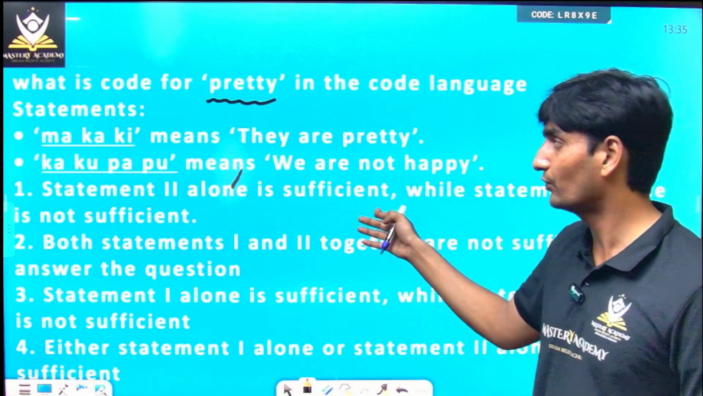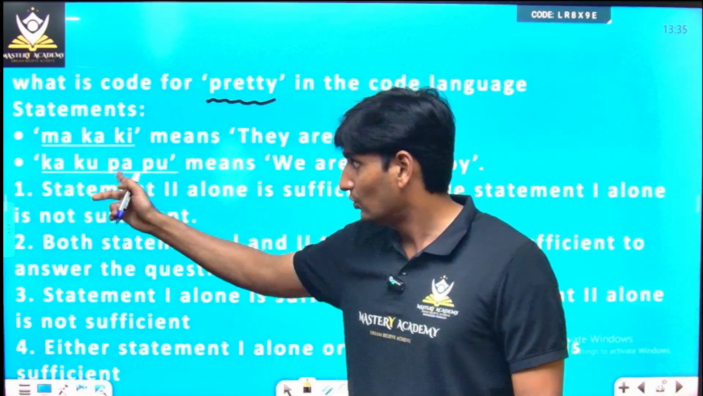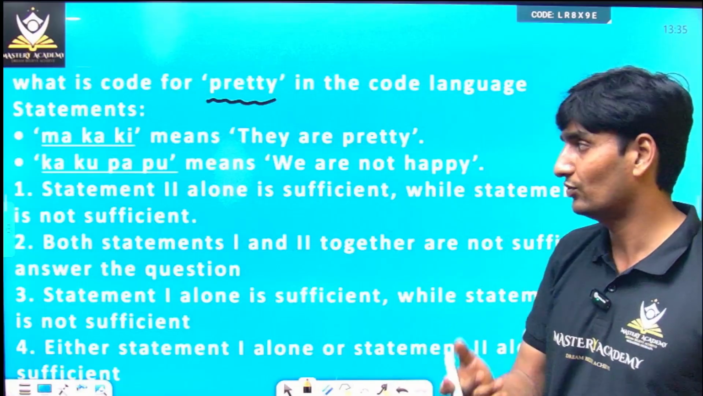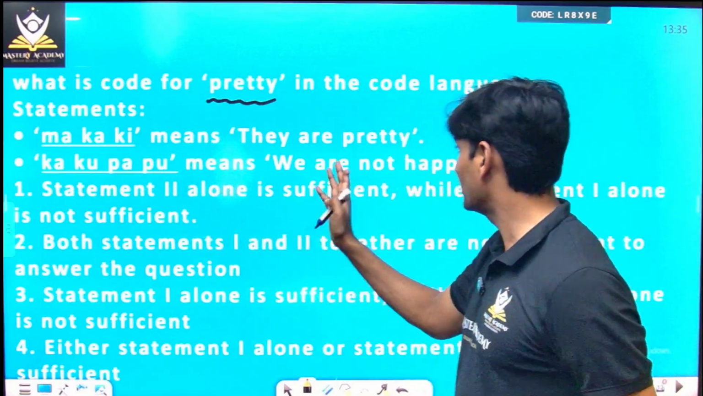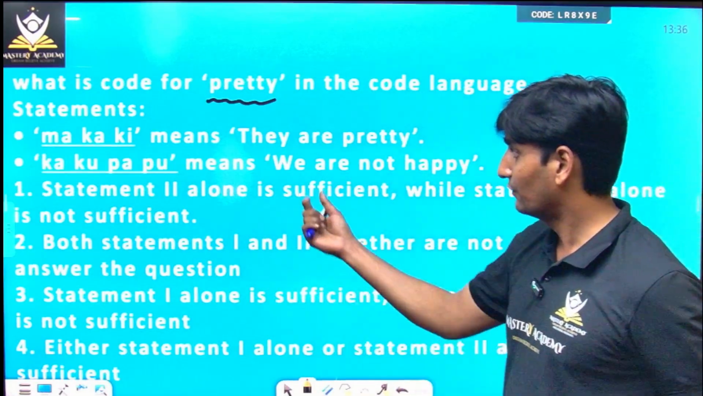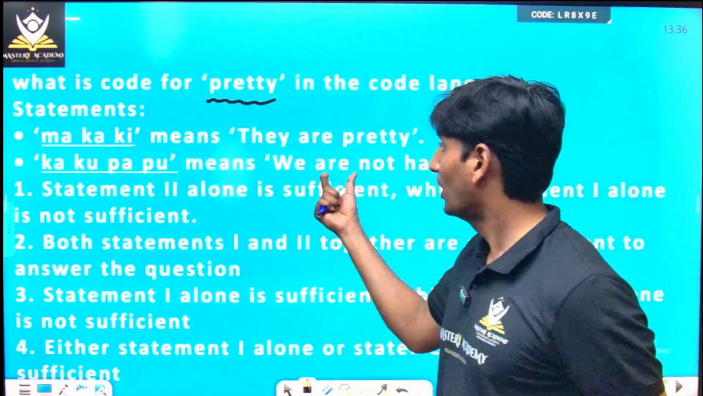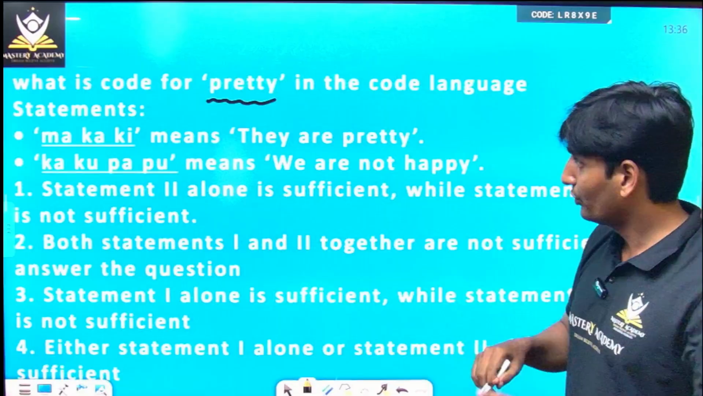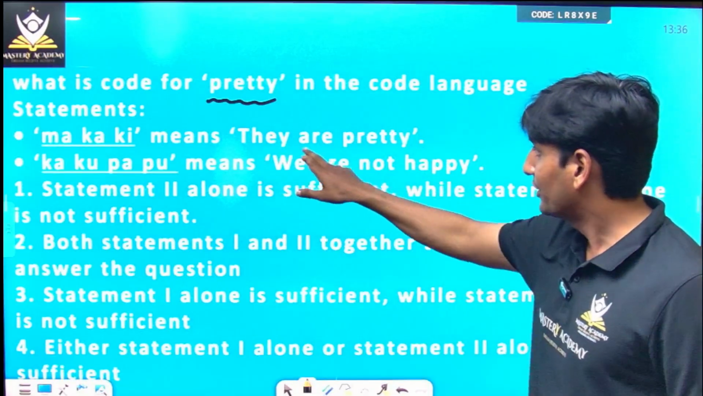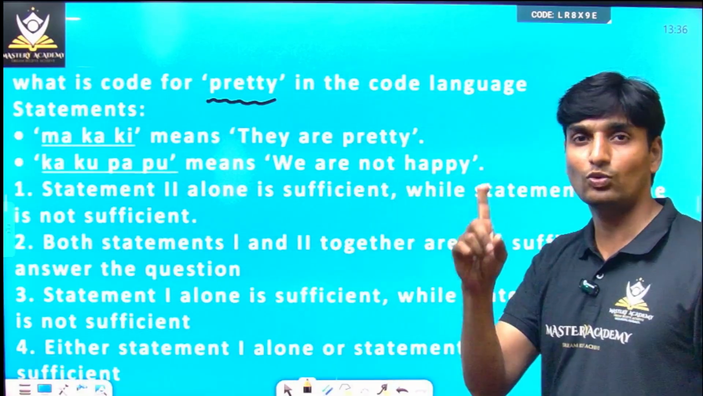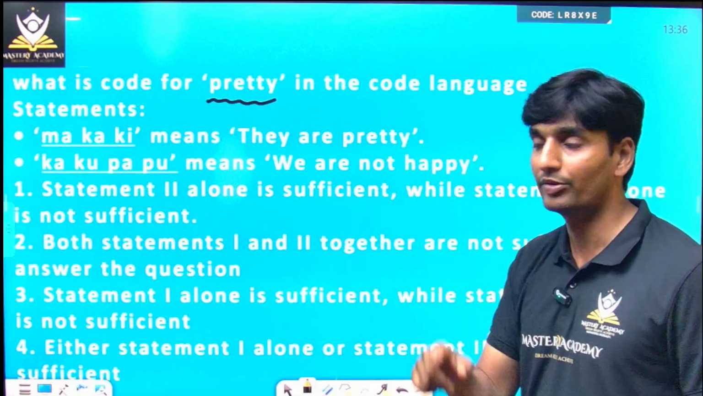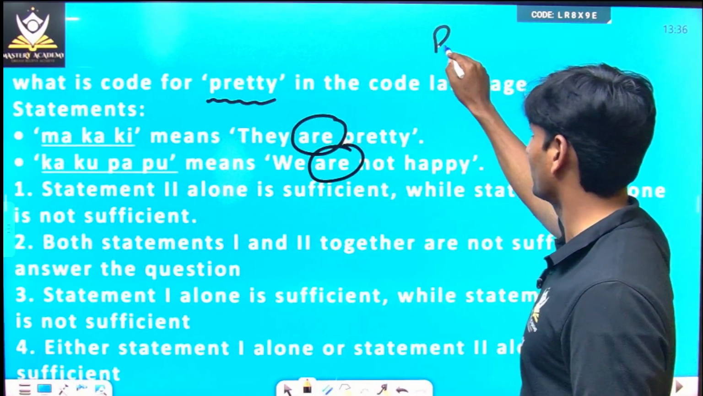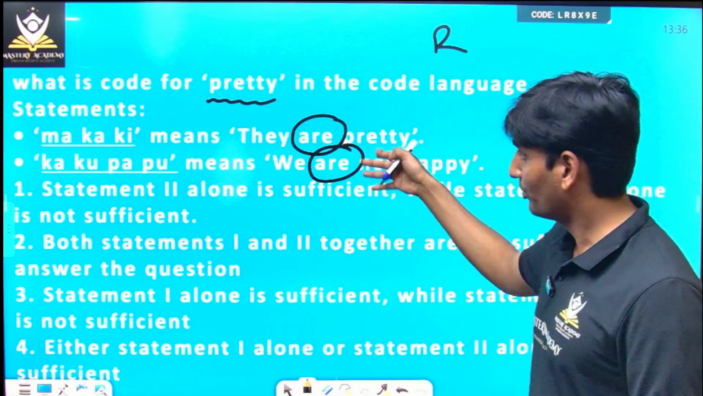We will have to move on to the second statement. Now, kaku, papu. You can pronounce it however you like. So kaku, papu means we are not happy. Once again, we does not mean ka, are does not mean ku. They might shift these codes and words. So now look at these statements. They are pretty, we are not happy. There is only one word that is common, one verb, are. Here is are, here too are is present, they are both common here.